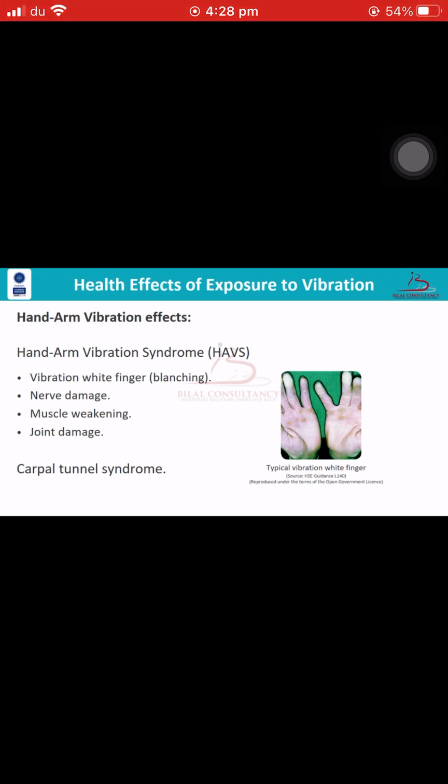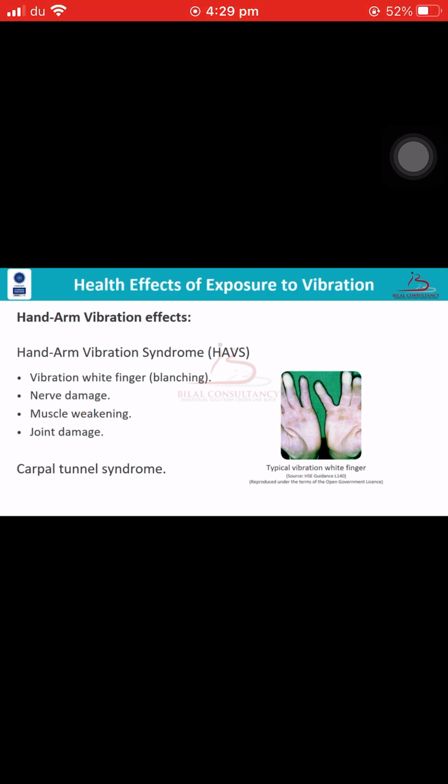So what is hand-arm vibration syndrome? This type of syndrome causes vibrating white finger. As you can see in that picture, due to the effect of high vibration frequencies, your fingers become tilted and white. Due to hand-arm vibration syndrome, your nerves become damaged, your muscles become weakened, and your joints become damaged too. Lastly, we will discuss carpal tunnel syndrome.